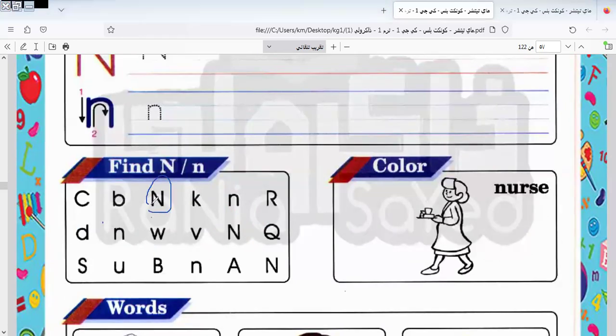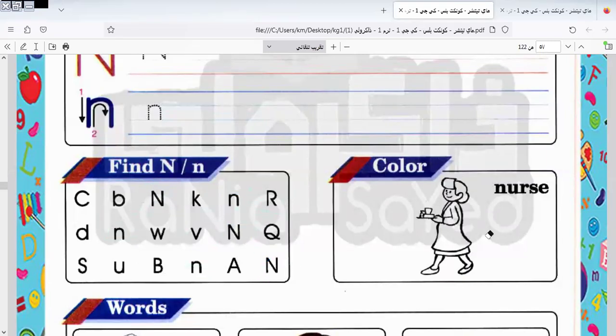There is capital N, capital N, capital N. Which is small n? This small n and small n. Here is capital N, capital N, small n, small n, small n. Let's continue the rest of the exercise.